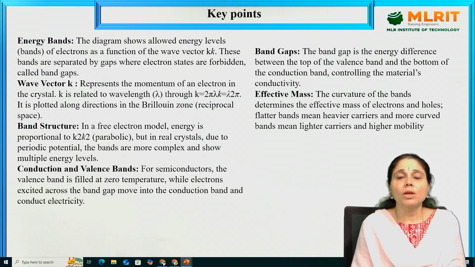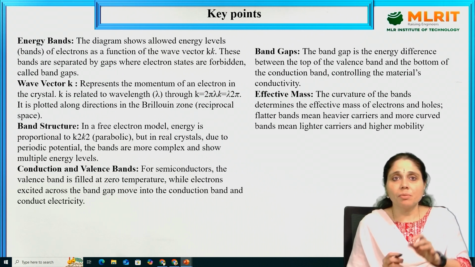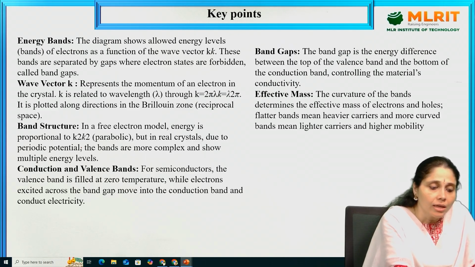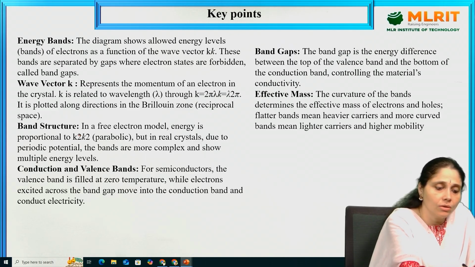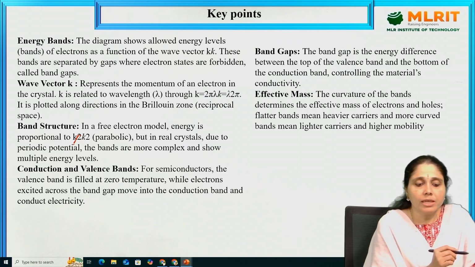Wave vector k. What is the wave vector k? It represents the momentum of an electron in a crystal. k is related to the wavelength lambda through k = 2π/λ, and it is plotted along directions of the Brillouin zone in reciprocal space. Band structure. In the free electron model, energy is proportional to k squared, but in real crystals, due to the periodic potential, bands are more complex and show multiple energy levels.